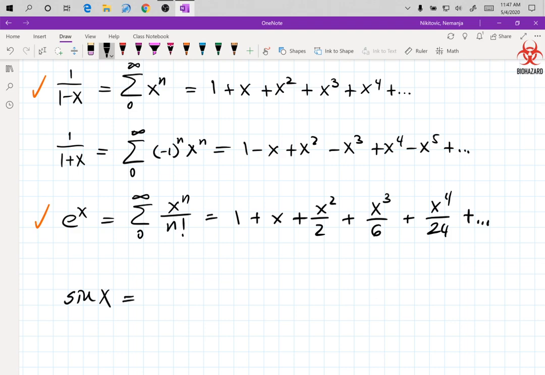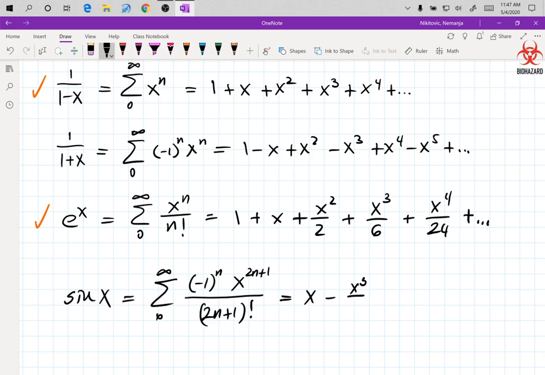If you take a look at the sine, right, it will have negative 1 to the n, x to the 2n plus 1 divided by 2n plus 1 factorial, from 0 to infinity. And when you look at the power series, right, you get, I'll put the factorials, x to the 5 over 120, and then x to the 7 over 7 factorial, plus dot dot dot. This one was so easy to memorize because what is the 2n plus 1?